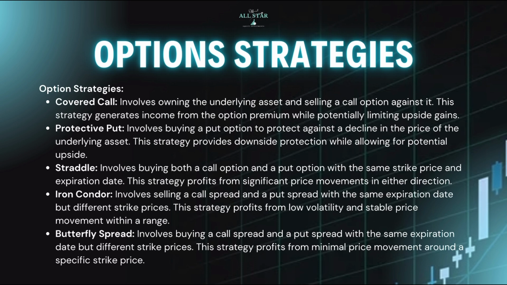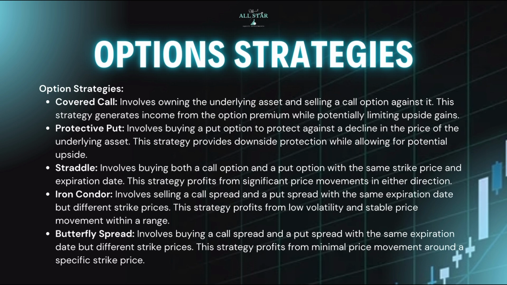So when we look at a straddle, this involves buying both a call option and a put option with the same strike price. And of course, it also has the same expiration date. This strategy profits from significant price movements in either direction. So it can go up, it could go down, and you can still be profitable, but you have to be very strategic with the numbers you're using.